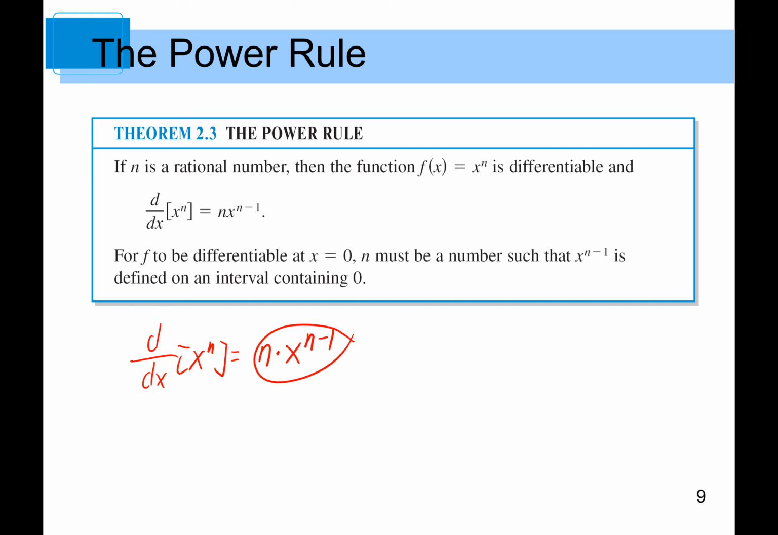For f to be differentiable at x equals 0, n must be a number such that x to the n minus 1 is defined on an interval containing 0. Basically, just make sure x to the n minus 1 is defined at x equals 0. That's what it means. And we're going to prove it really quick using the limit definition of the derivative.